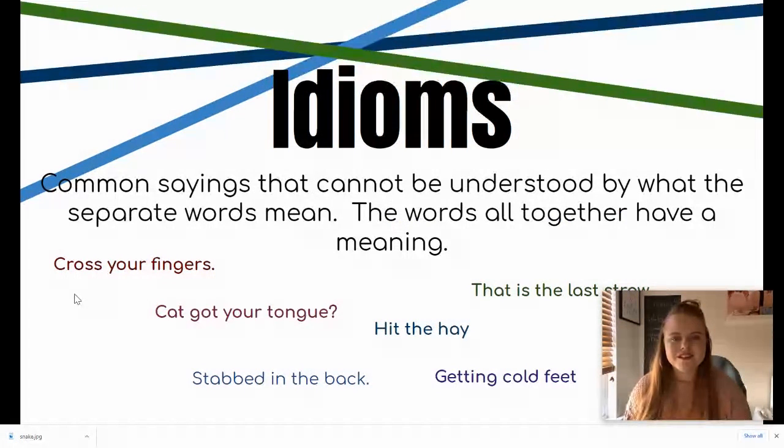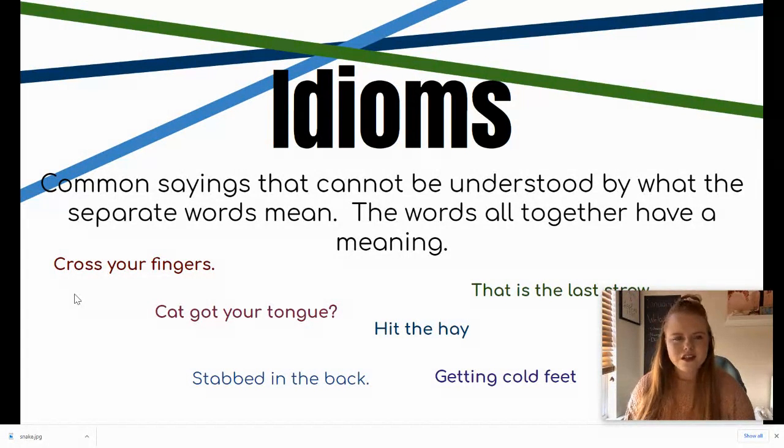Finally, we have idioms. Now, idioms are common sayings that cannot be understood by what the separate words mean. The words all together have a very specific meaning. So, for example, cross your fingers. It doesn't really mean to cross your fingers. We all know that when someone says cross your fingers, they're asking you to keep a promise and prove that you're not going to break it. But that doesn't really make sense with just the words cross your fingers.